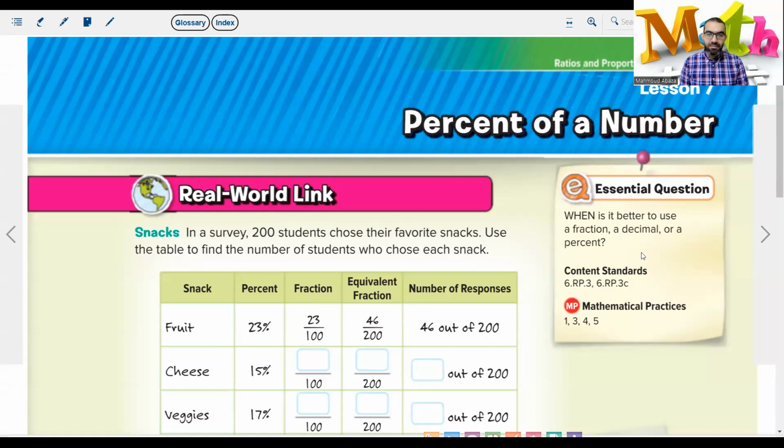This is Mr. Mahmoud explaining Math Course 1, Chapter 2, Lesson number 7, Percent of a number. How can we find 20% of 800 or 70% of 500 or even 15% of 275, whatever? How can we find a percent of a number? This is what we are going to learn in this lesson.